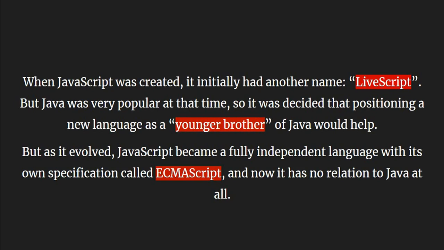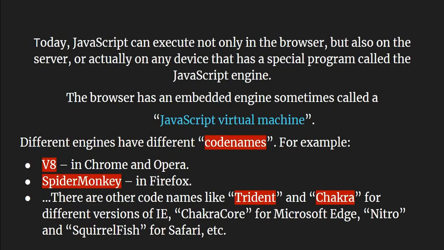But as it evolved, JavaScript became a fully independent language with its own specification called ECMAScript, and it has now no relation to Java at all. That's what I told you before. Now, the recent standardization of JavaScript is ECMAScript 6, right? So today JavaScript can execute not only in the browser but also on the server, or actually on any device that has a special program called a JavaScript engine.